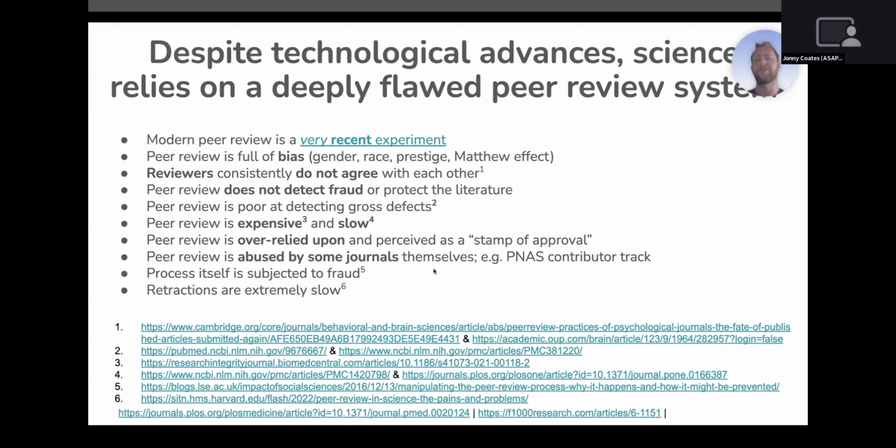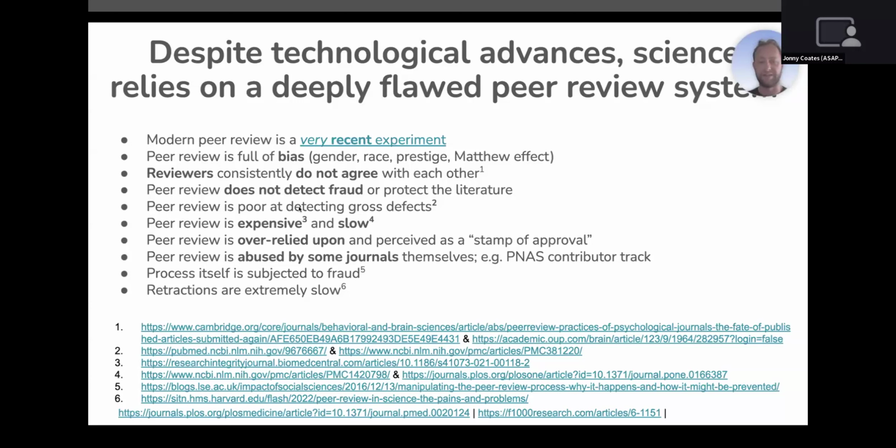Peer review is hugely over-relied upon and often perceived as this stamp of approval when it comes to studies. And this leads to all kinds of misinformation, and it's quite a dangerous situation, I think. The best example, certainly in the UK, is the MMR vaccine. There was a peer-reviewed study that linked that vaccine to autism, and it did terrible things for vaccine uptake across the world, and still does, even though it's been retracted.